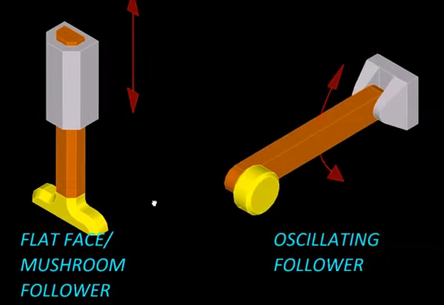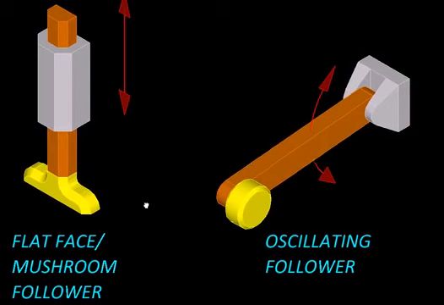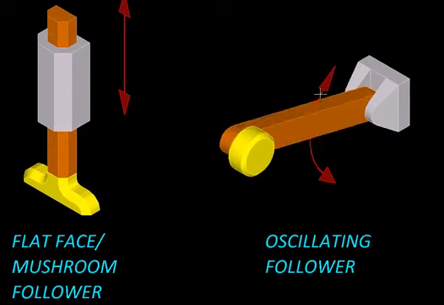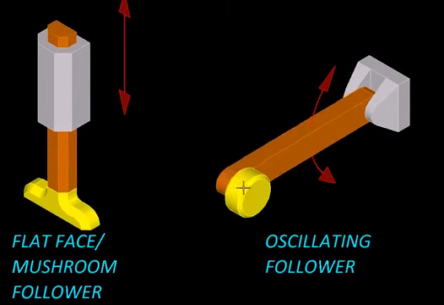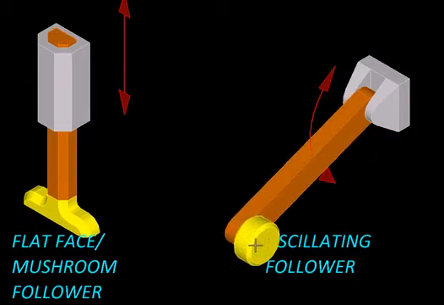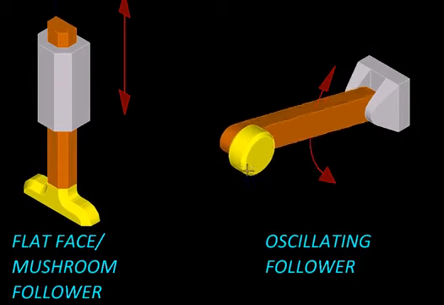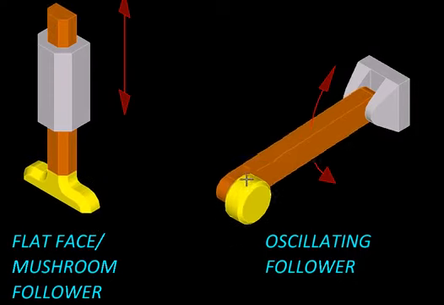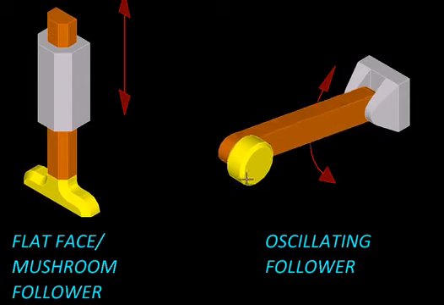And finally, here is an oscillating follower. It is undergoing an angular displacement. And of course, one can imagine different end conditions here. One shown here is a roller, but we could as well have a knife edge or a flat face over here.